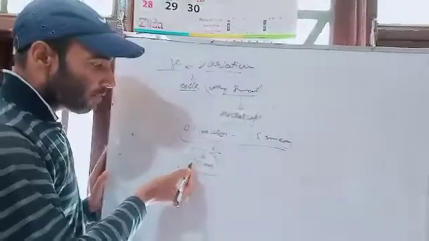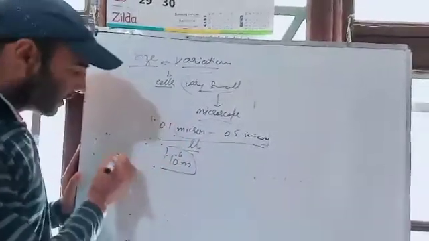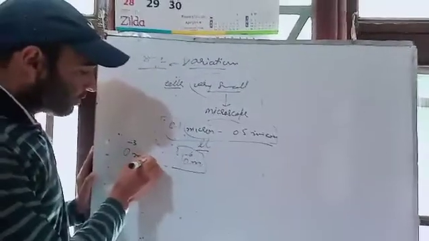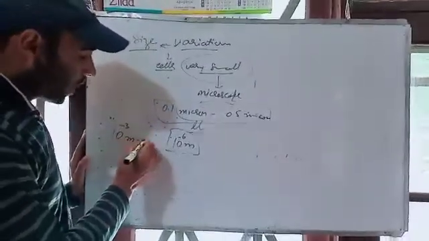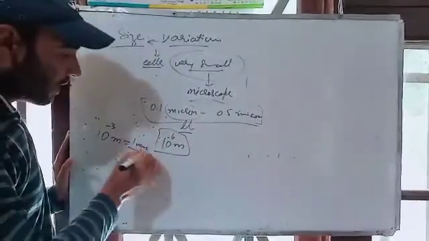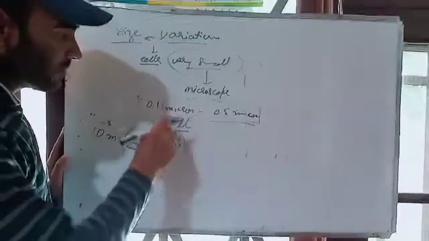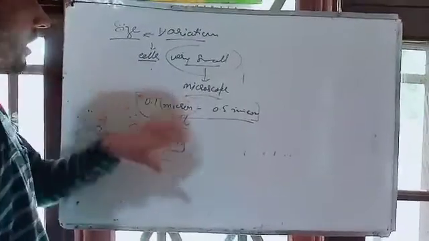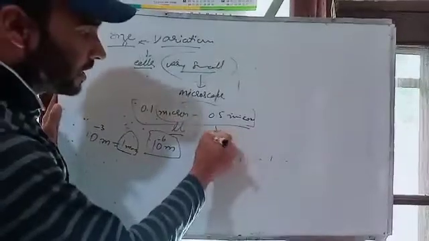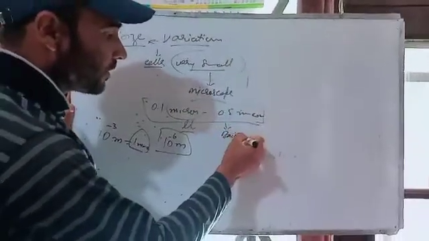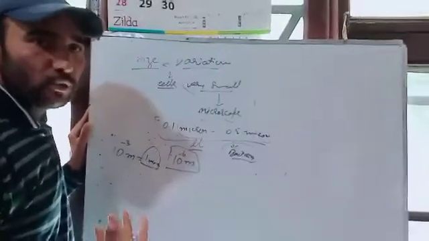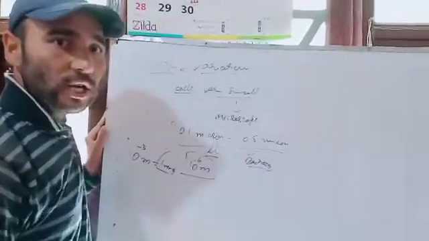This 10 raised to the power minus 6 meter becomes 1 micron, or you can say 10 raised to the power minus 3 meter becomes 1 millimeter, and 10 raised to the power minus 6 becomes 1 micron. This is the bacterial range. Bacterial cells are very small, but some cells are very large also.